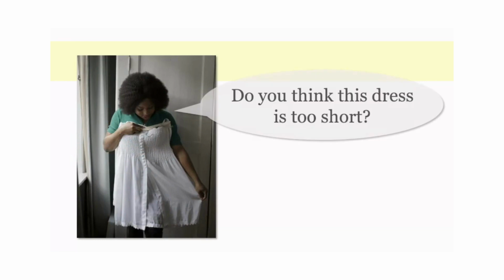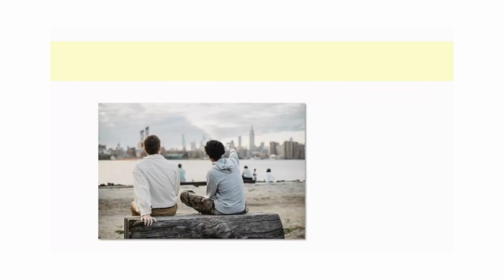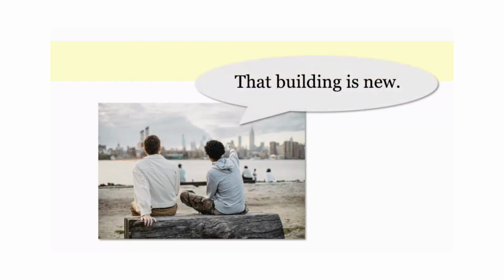Here, someone is looking at the dress and she's thinking, do you think this dress is too short? And she uses this because the dress is near her and there's just singular, one dress. And finally, these two are looking off into the distance, and one points to a building and says, "That building is new." He uses that to show one building far away.